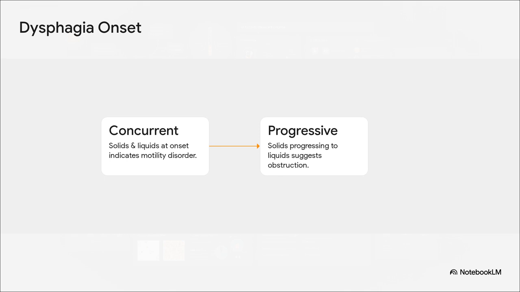But if they report progressive difficulty with solids first, which later evolves into trouble with liquids, that flags a mechanical obstruction. In that case, you want to be thinking about a growing cancer, an esophageal stricture narrowing the lumen over time, or other mimics like Schatzki rings and esophageal webs.